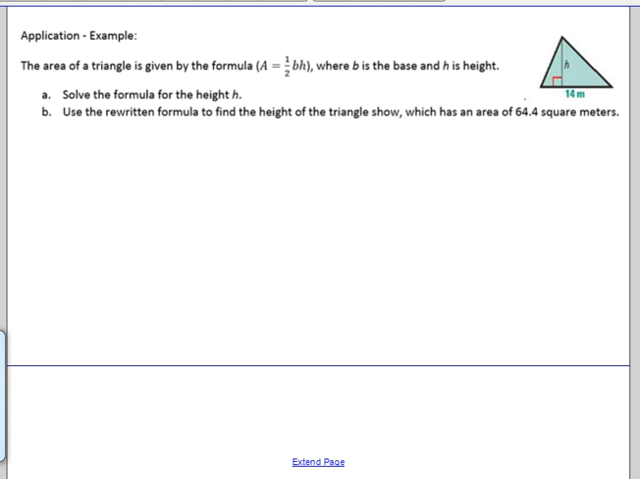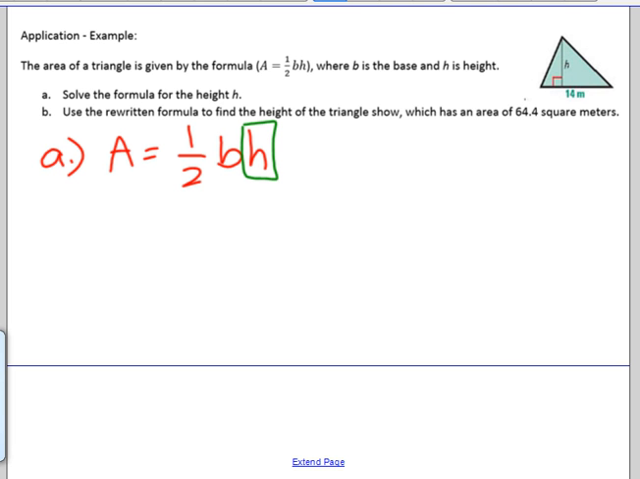All right, so let's look at some applications. The area of a triangle is given by the formula A is equal to 1/2 base times height, where B is the base and H is the height. Solve the formula for the height H. So we want to get H by itself. So I'm going to recopy A is equal to 1/2 BH. And I want to get H by itself, okay?